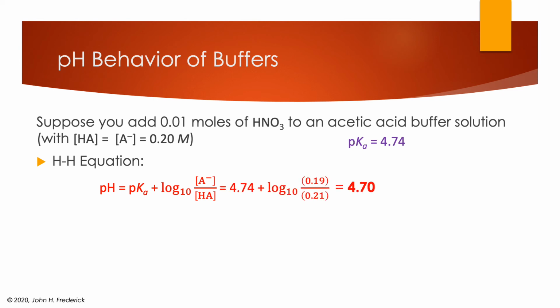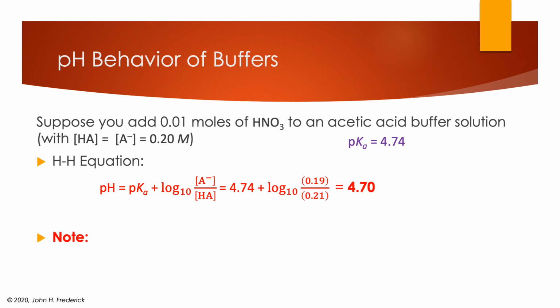So in effect, what's going to happen is we'll see the pKa for acetic acid, 4.74, but now the logarithm of that ratio is going to turn, instead of being 0.2 over 0.2, it's going to be 0.19 divided by 0.21. And we find that the result here is a new pH at 4.70. So it's actually been reduced a little bit from 4.74.